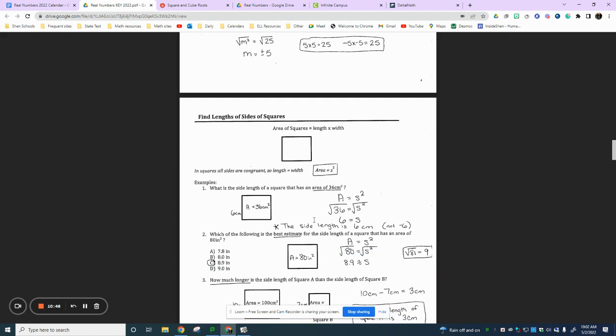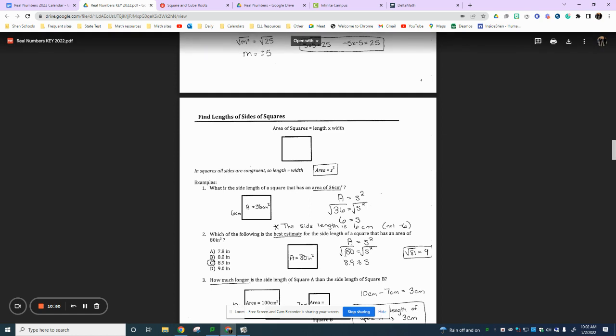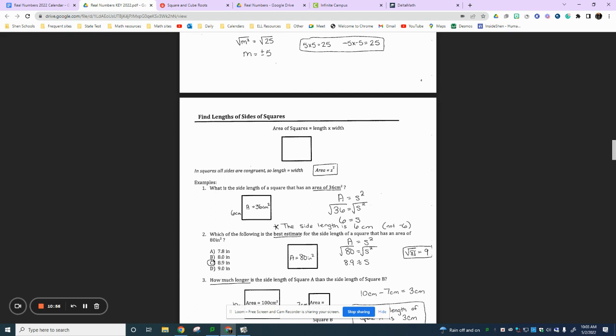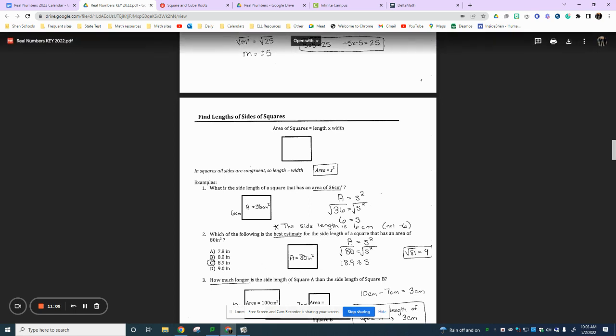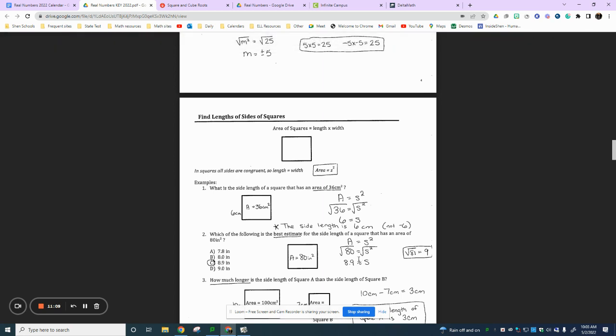Number 2, what is the best estimate for the side length of the square that has an area of 80? So 80 is not a perfect square. The perfect square next to it is 81, which the square root of 81 would be 9. So when we take the square root of 80, it's really close to 9, but it's not quite 9, so 8.9. And again, you take the square root of 80 in your calculator and see the exact value.